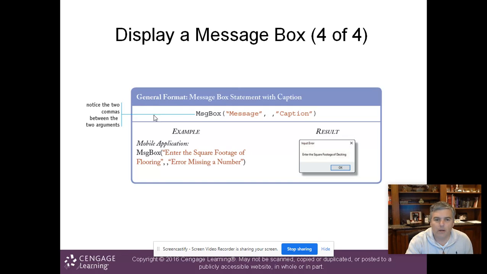So message boxes have 3 arguments in them. Here we see 2 commas between the 2 arguments. When we see 2 commas, that means there's a space here for a second argument that we're not using. The first argument is the message. That's what's displayed here, enter the square footage of decking. We're not using the second argument here because we have nothing between the 2 commas. And then the third argument is, enter missing error. Oh, error. Missing a number. That should actually be up here in the caption.